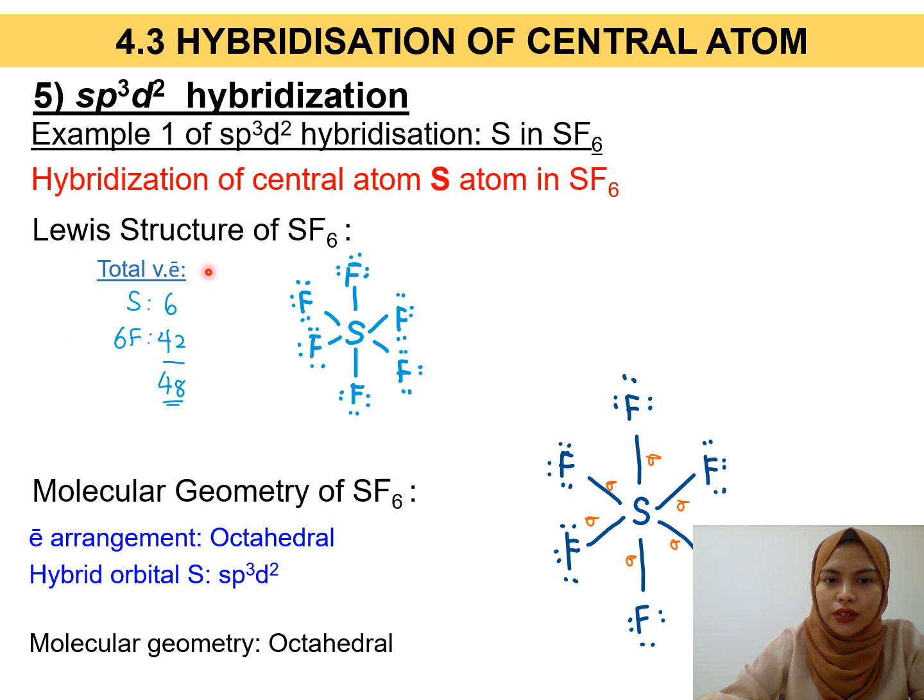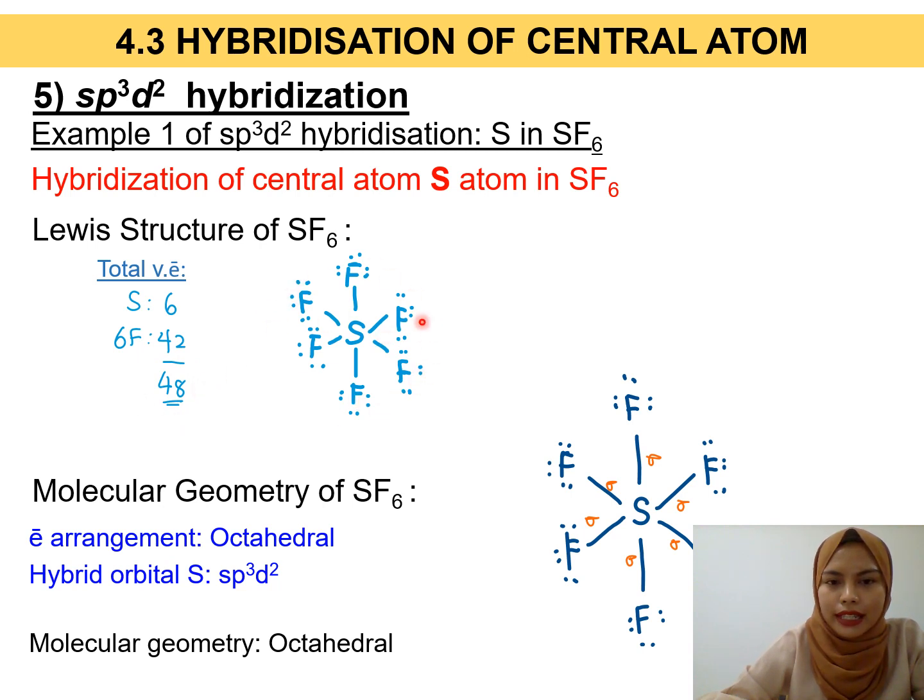Untuk draw the Lewis structure, you need to count the total valence electron untuk SF6 di mana sulfur ada 6 valence electron, fluorine ada 7 valence electron. 6 times with 7 you will get 42. 42 plus with 6, that means you have total of 48 valence electron that needs to be in the Lewis structure of SF6.